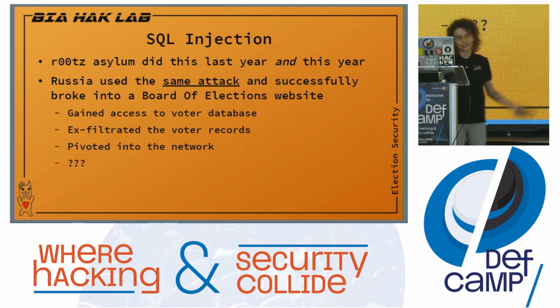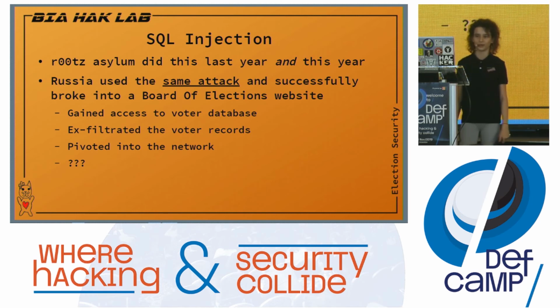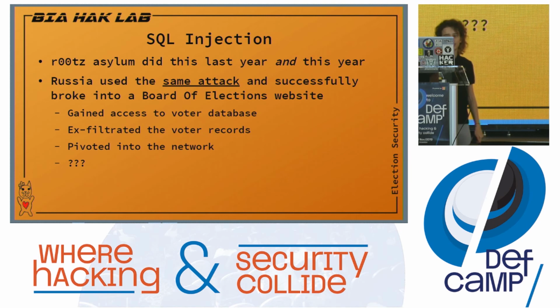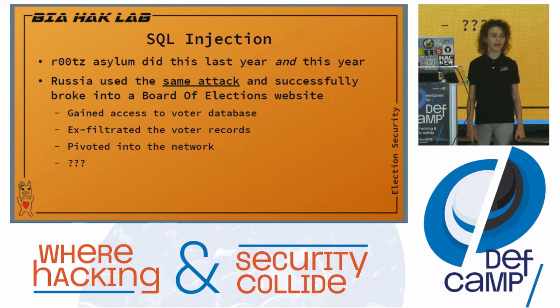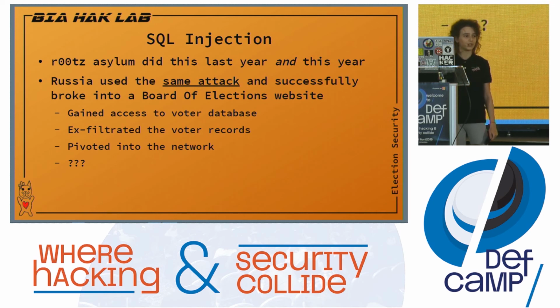SQL injection, like I said. The kids and I in the Roots Asylum did this attack last year and this year. You're thinking, big deal. It was rigged for the kids. But Russia used the same SQL injection attack and successfully broke into a state board of elections website where they gained access to the voter records and exfiltrated them. They were then able to pivot into the network, and who knows what happened after that. This is outlined in Volume 1 on pages 50 and 51 of the Mueller report, if you don't believe me.